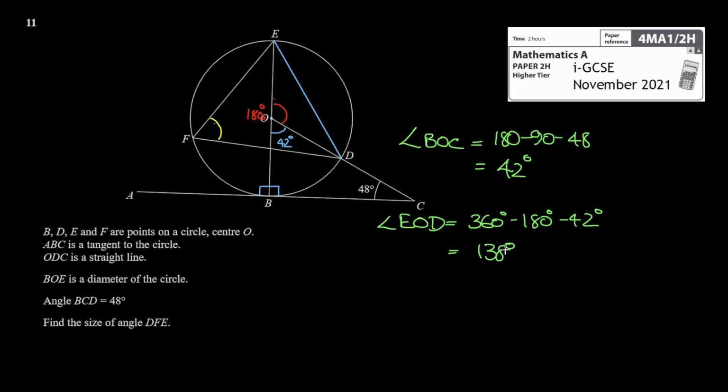138 degrees. And as I said, that angle stands on the chord ED, which also subtends, this time to the opposite side, not to the center, the angle we want, which is EFD. So therefore I can say that angle EFD is equal to 138 divided by 2, which is equal to 69 degrees. And that's your answer.